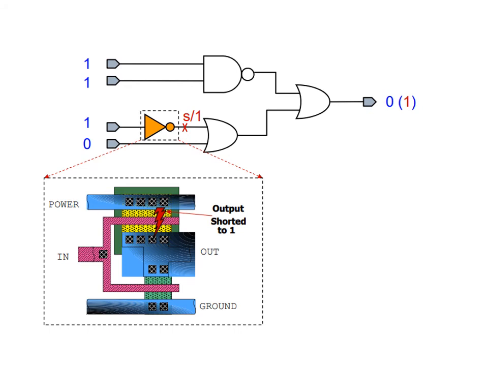So at the gate level, in the layout, you can see that the output is shorted to 1, that is, the output is shorted to VDD. This is stuck at 1.